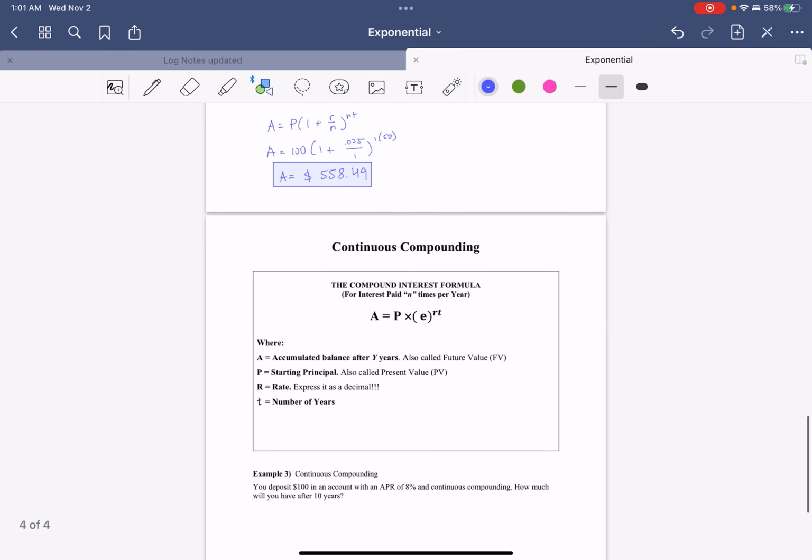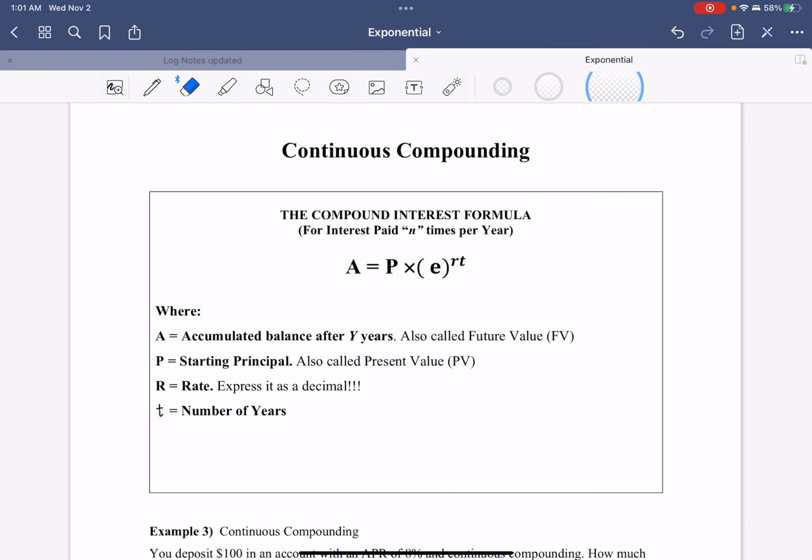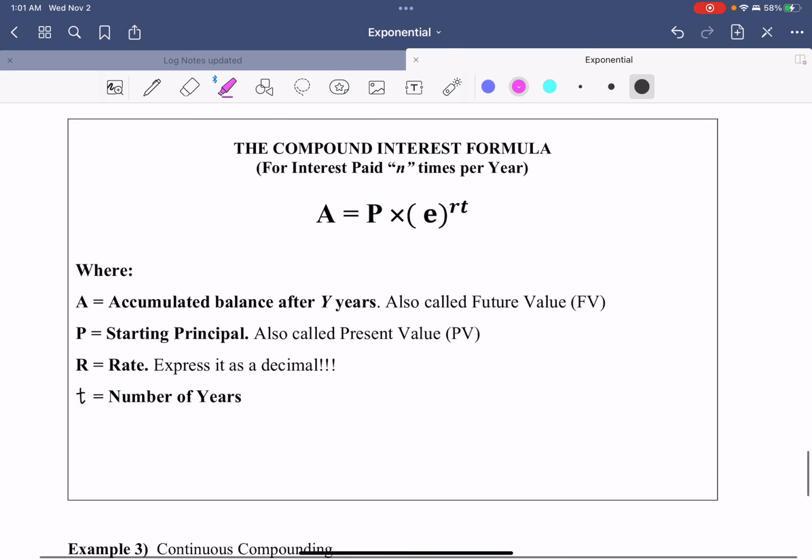The next page is for continuous compounding. So if it says the word continuous, that's going to be an indicator that you're going to be using this specific formula, which is an equation I like to call the PERT, because it looks like it says PERT. So A equals P times E to the power of R times T. So A is your accumulated balance after T years, P is your starting principal, R is your rate, which still needs to be expressed as a decimal, so still convert the percentages. And then T is the number of years.